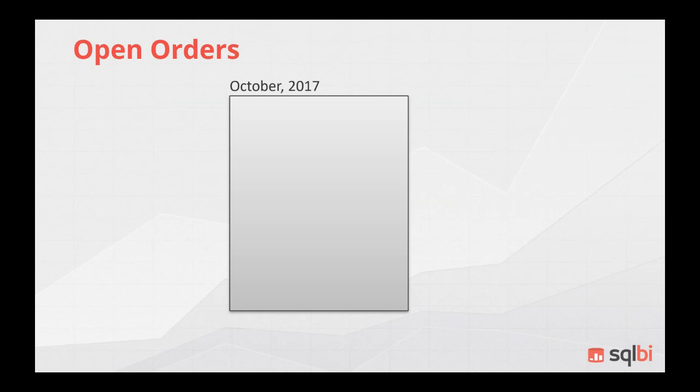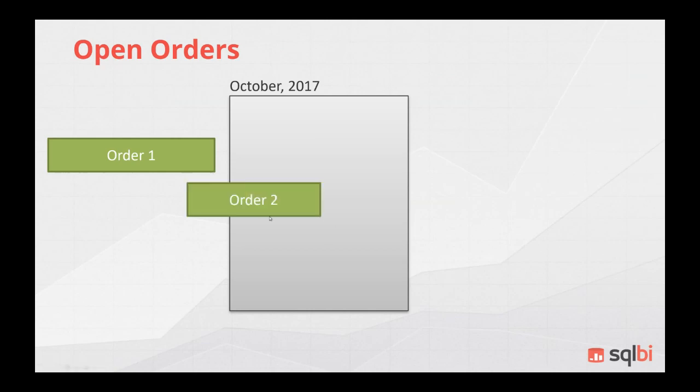But if you focus on 1 month, that's a bit harder because you might have an order that was placed and shipped before the beginning of the month. That is not open in the current period. An order that was placed before the beginning of the month and delivered in between the month. Do we consider this order as open or closed in October?